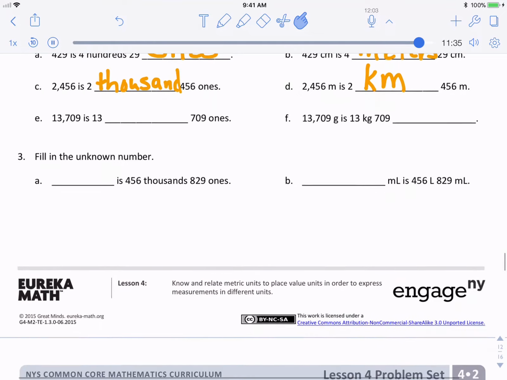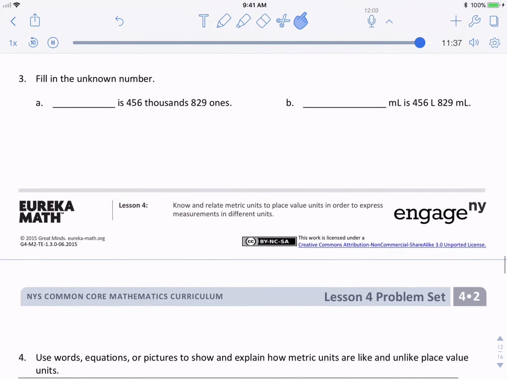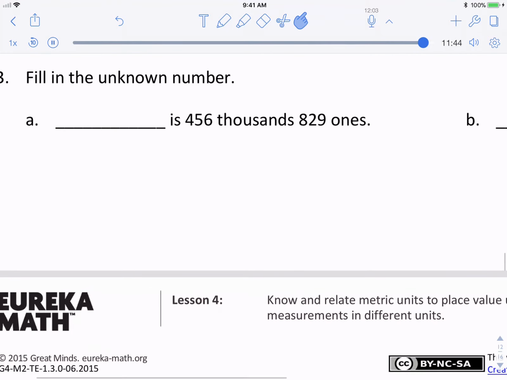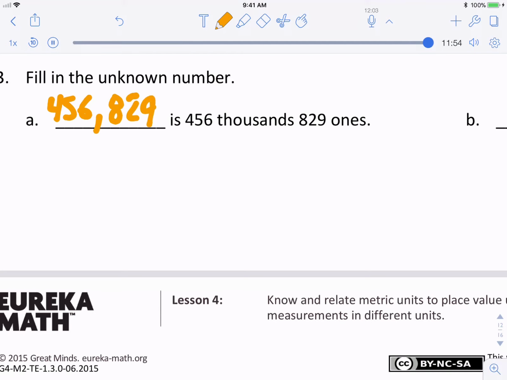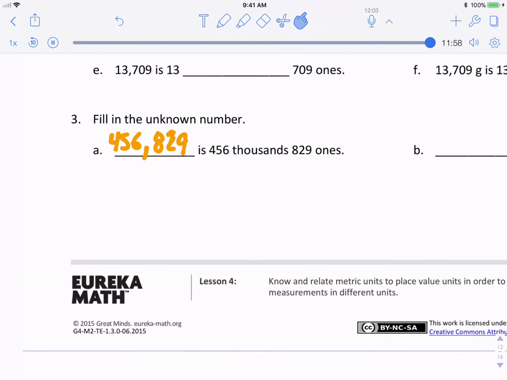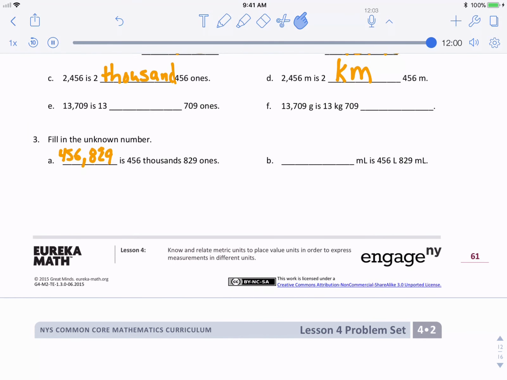Okay, if I have 456 thousands, I have 456 in the thousands place and 829 ones. Now, I've done almost this whole thing for you. I think you can probably do the rest on your own. It is pretty easy stuff. So if you've been paying attention, you will do a great job.